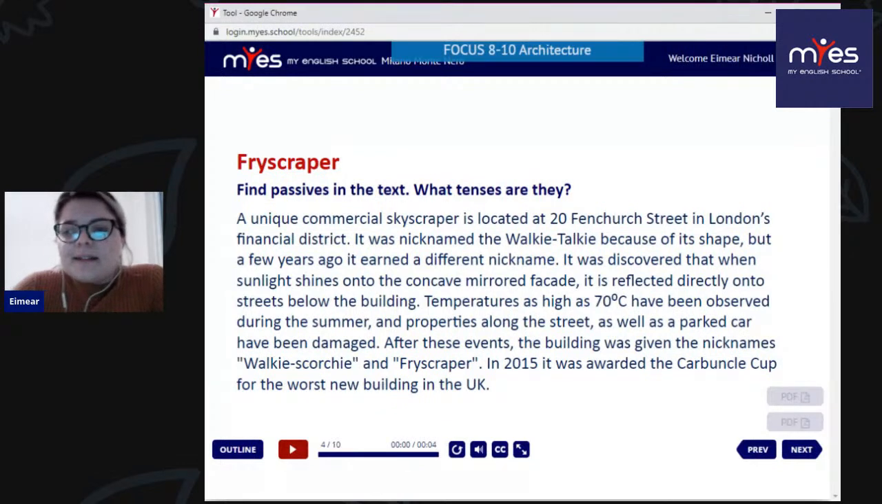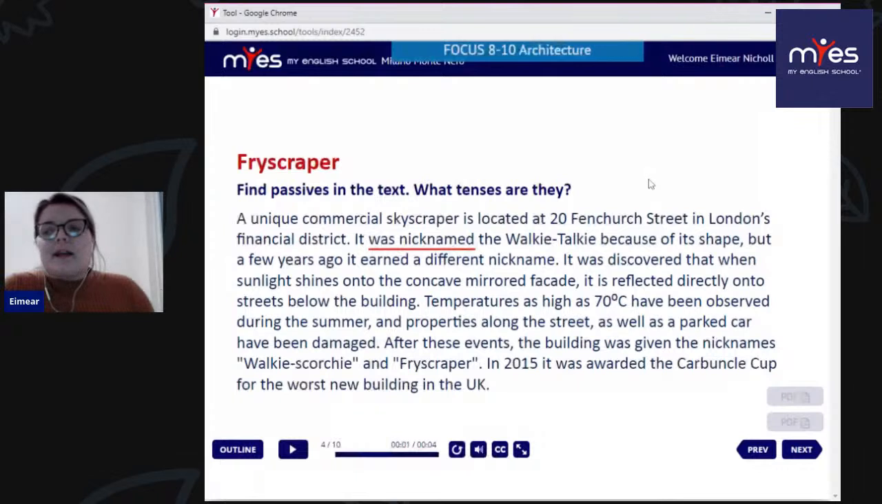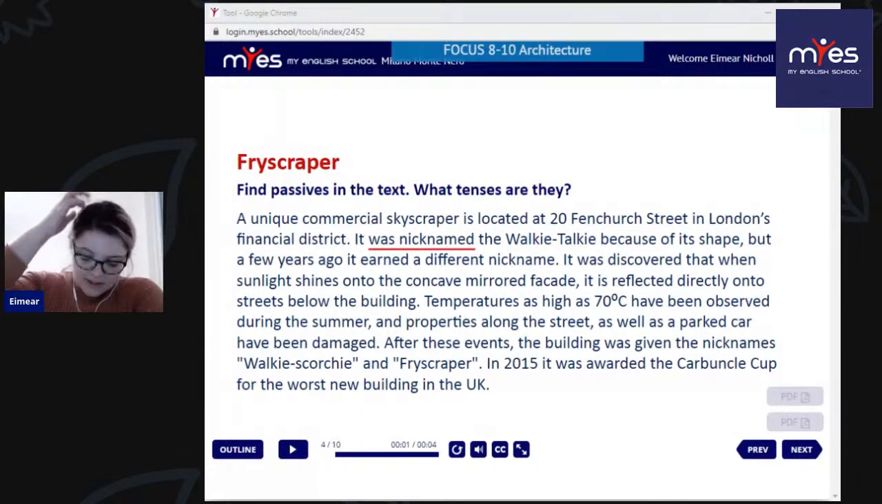So find passives in the text and what tenses are they? So which passives did you get? Write them in the chat. So first, a unique commercial skyscraper is located at 20 Fenchurch Street in London's financial district. It was nicknamed the walkie-talkie. So first we have it was nicknamed, which is a past simple passive. Was nicknamed. Past simple passive.